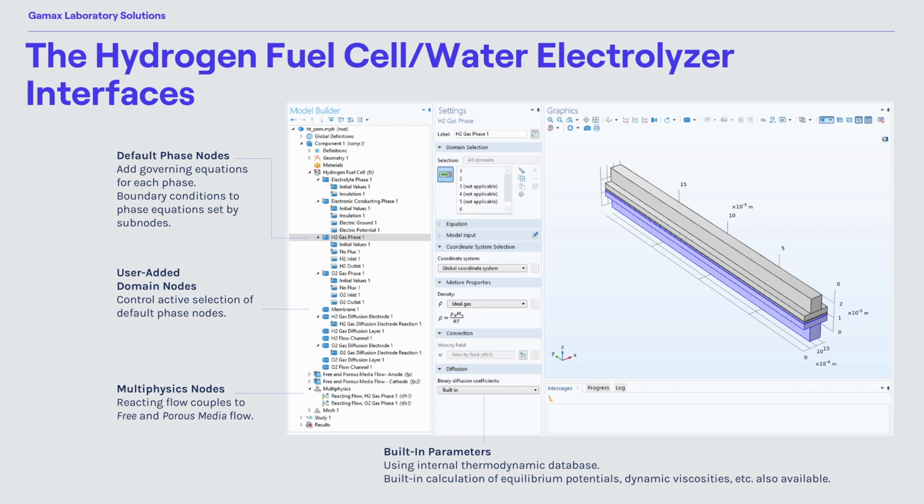On the geometry side, we can import it or we can draw it using the built-in sequences and steps inside COMSOL. It's prepared to build such geometries, but if you have a complicated geometry, then maybe it's more convenient to use dedicated CAD software and then just import it into COMSOL. Here you can see a snapshot with some of the subnodes for the fuel cell interface. There are default nodes that are already there when you open up a model, like for the H2 phase or the O2 phase.